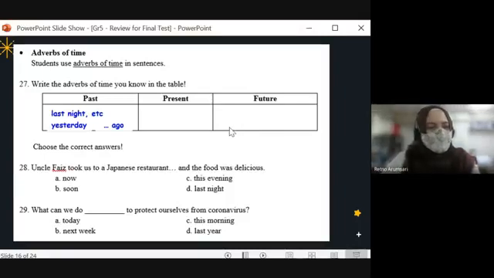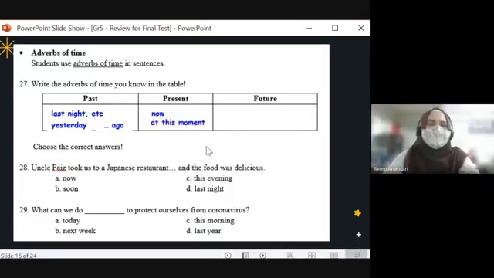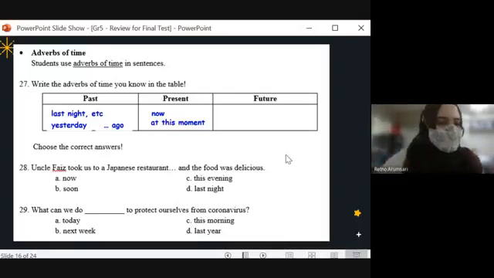At the moment, yes, well done. At this moment or not at the moment, yeah. Okay, thank you, Audrey. Now, what about Keiko? What adverbs of time do you know for the future?